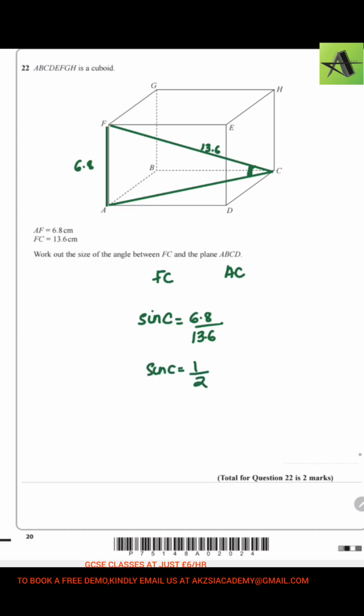You should know some basic values, which is what is sin 0, cos 0, tan 0. Similarly for 30, 45, 60 and 90. These you have to learn. In my videos, I have already explained how to do it, and as I'm running the quick revision for 45 days, so there also I'll be explaining it. So finally, C is sine inverse of half, which is nothing but 30 degrees. So final answer is 30 degrees.